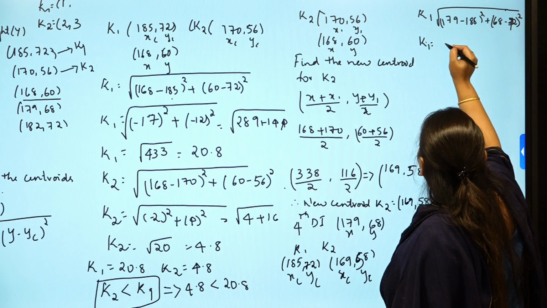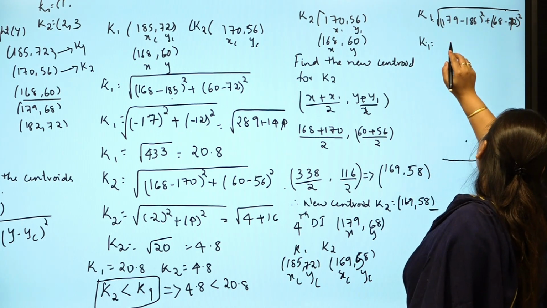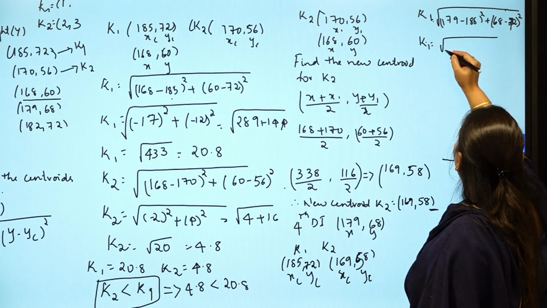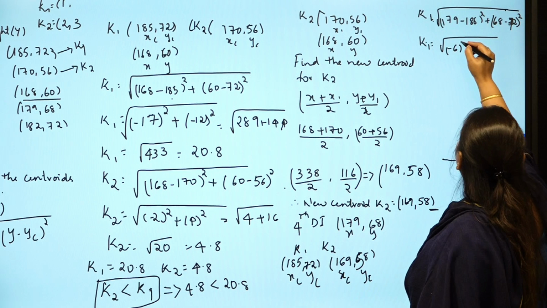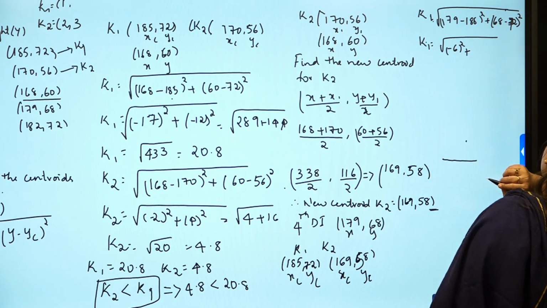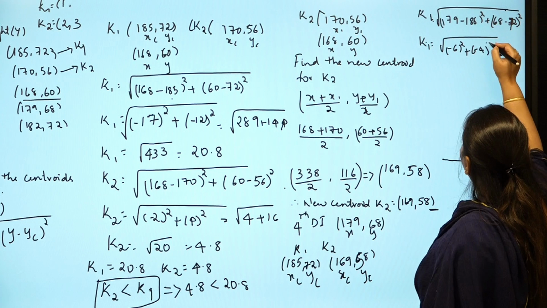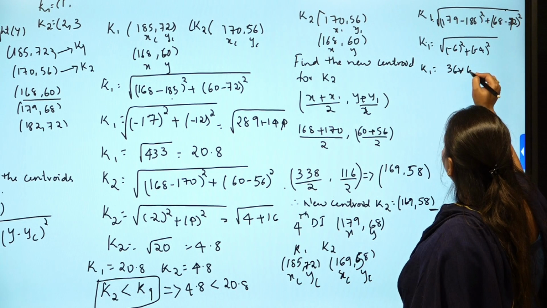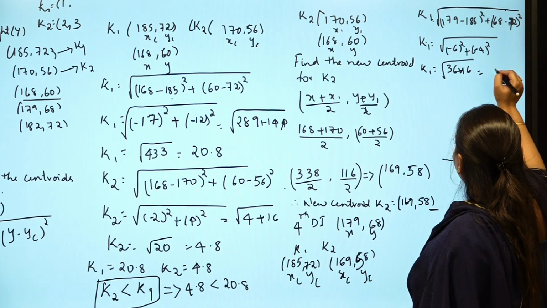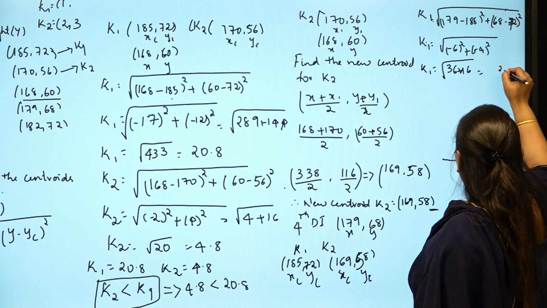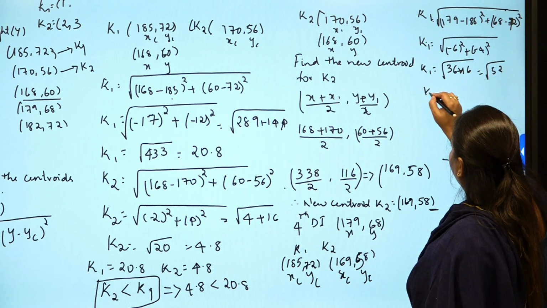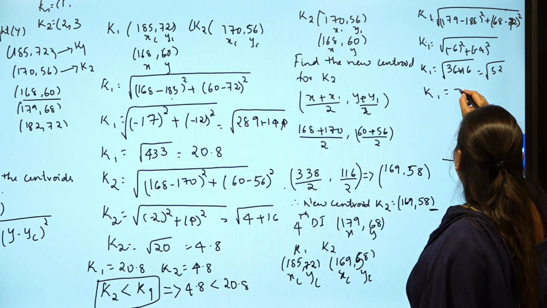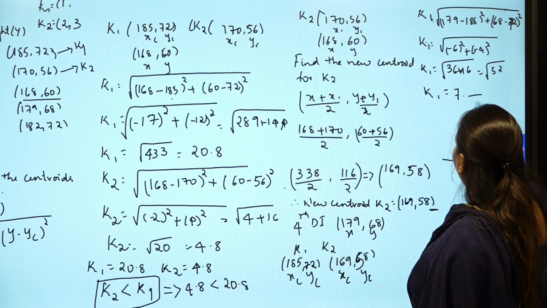Now K1 is equal to 179 minus 185 is minus 6 square plus 72 minus 68 is minus 4 square. Your K1 is equal to 36 plus 16. 36 plus 16 is 52. So you will get K1 is equal to 7 point some value you will be getting.